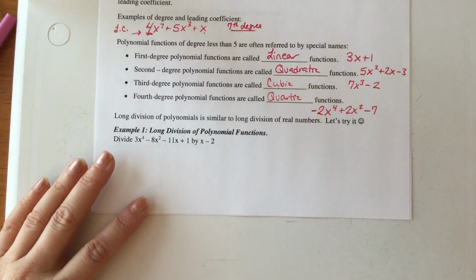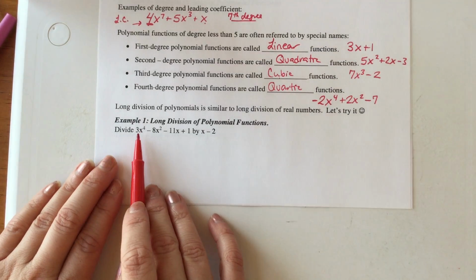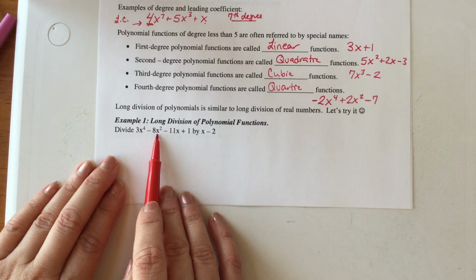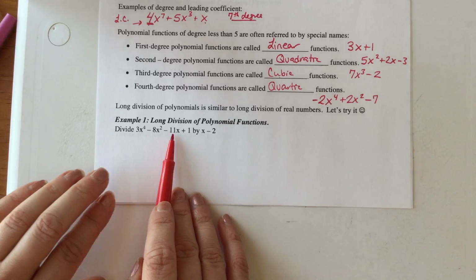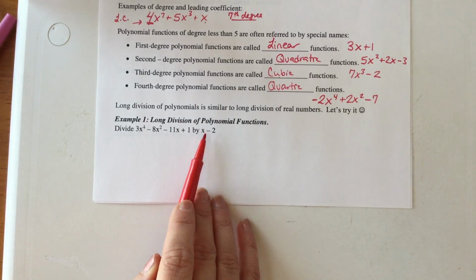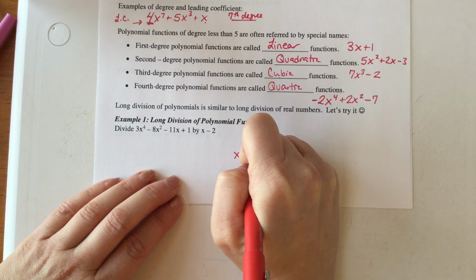Now, long division of polynomials, okay, it's something that we did study in Algebra 2, and it's one of the first skills that you always work on when you start studying polynomials, okay? So if you are dividing 3x to the power of 4 minus 8x squared minus 11x plus 1 by x minus 2, whatever you divide by, that's what goes on the outside.